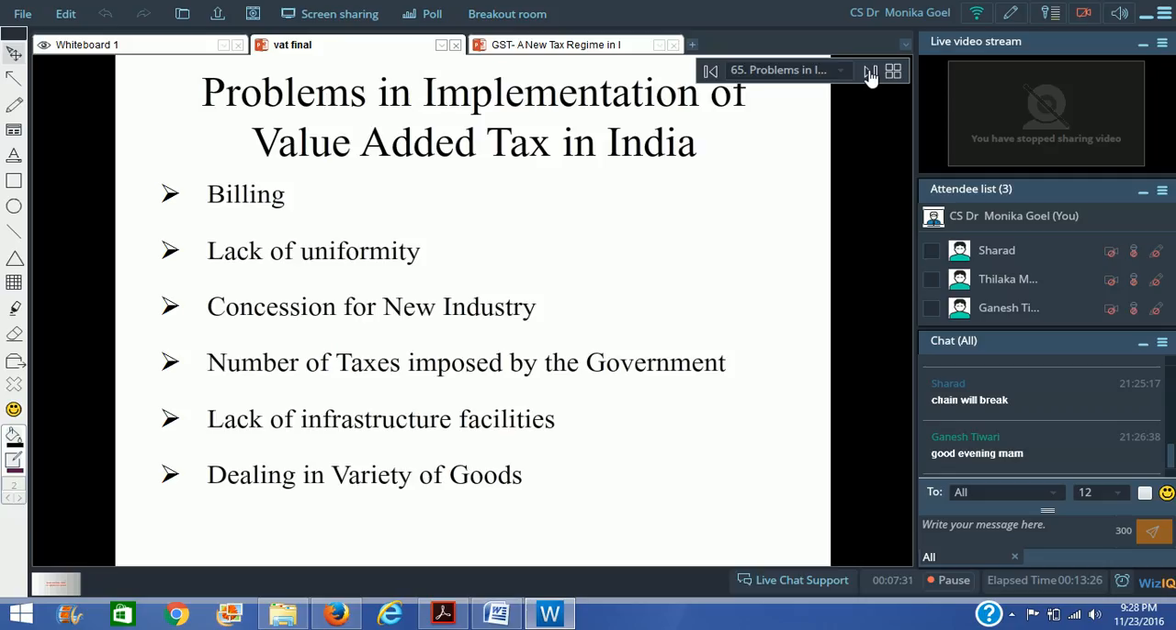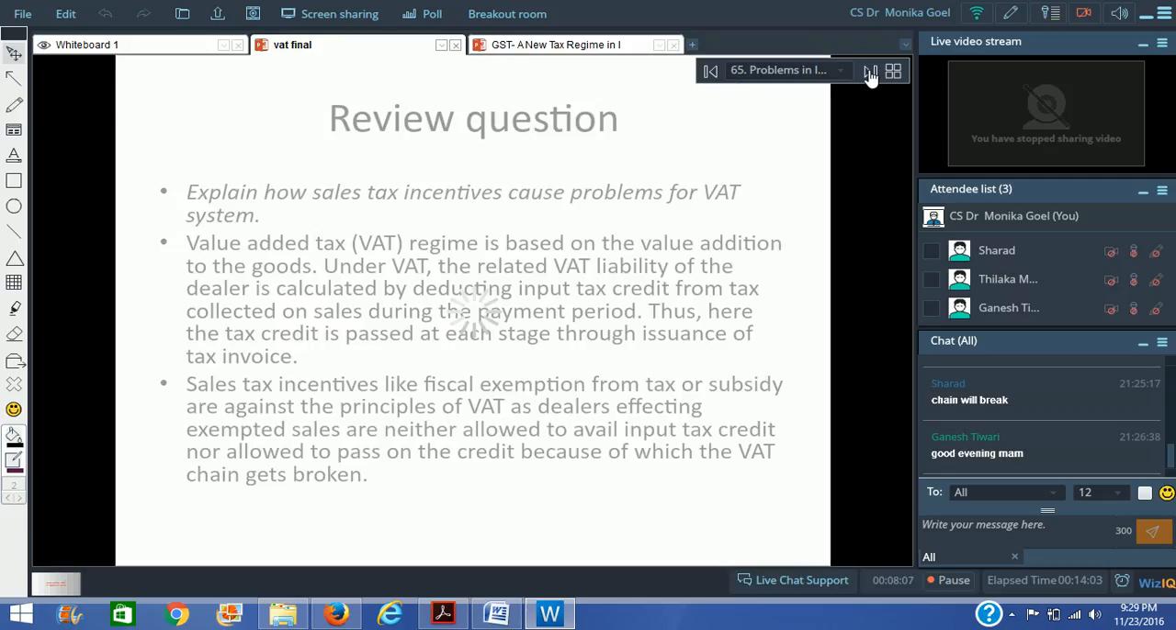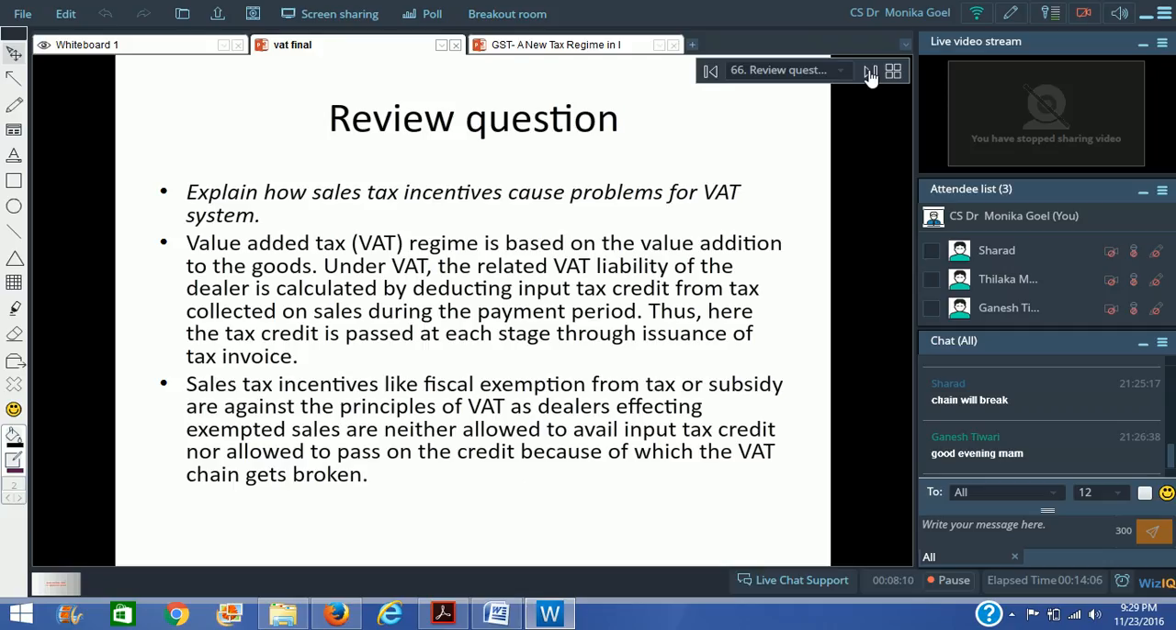Some of the states were giving various concessions to new industries, etc., which was not possible in the VAT regime. There were a lot of taxes imposed by the governments which had to be taken away after the VAT concept came into picture. So that led to a lot of rearrangement or readjustment. We did not have infrastructure facilities, and that led to a lot of duplicate bills coming into the system, where people, without even buying the goods, were getting VAT-able invoices and taking the input tax credit, which became a very big problem over a period of time. And people are dealing in a variety of goods, so it becomes difficult to implement and difficult to check them.